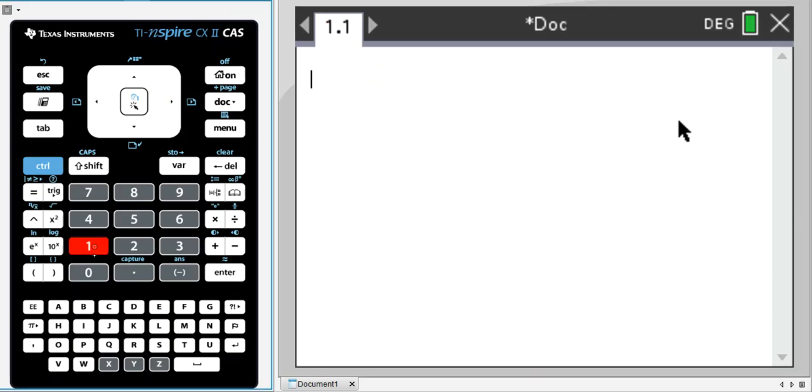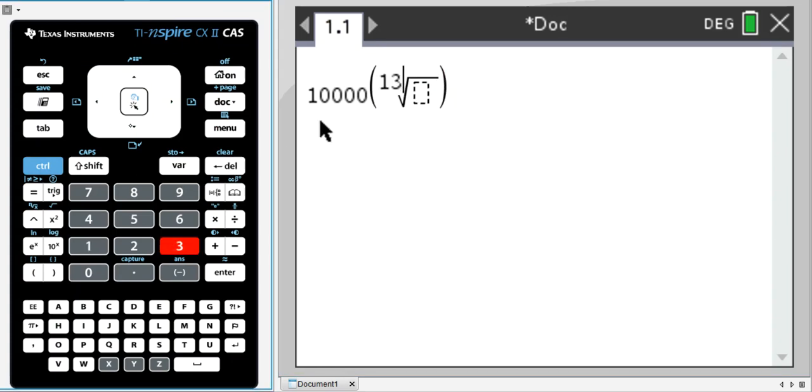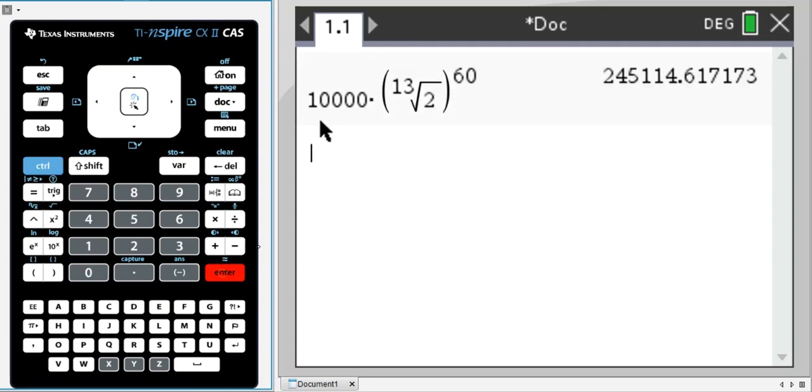So over here on the calculator, I'm going to enter what I've written on paper, 10,000 times the 13th root of 2 raised to the 60th power. Again, the 60 represents our 5 years' time. And I'm okay with decimals at this point, so when I press Control Enter, I knew that the answer would come back as a decimal.